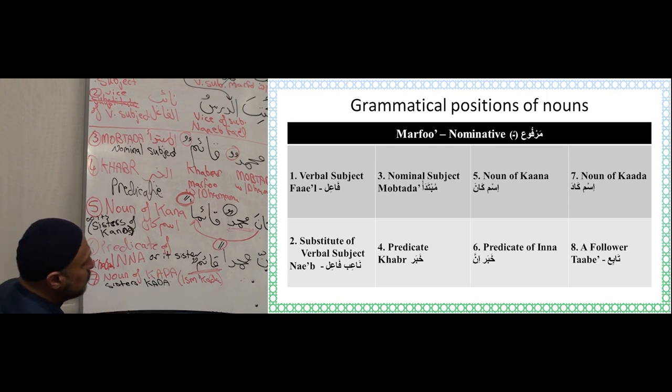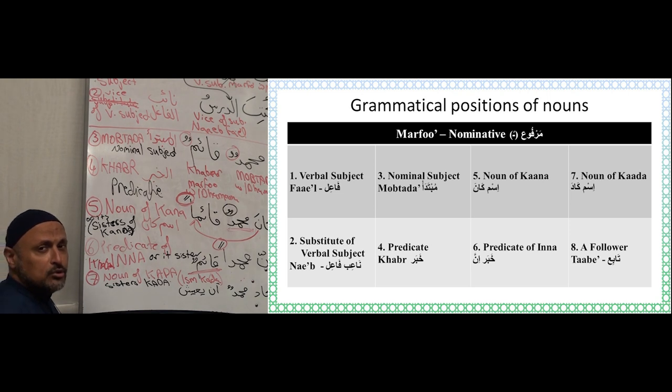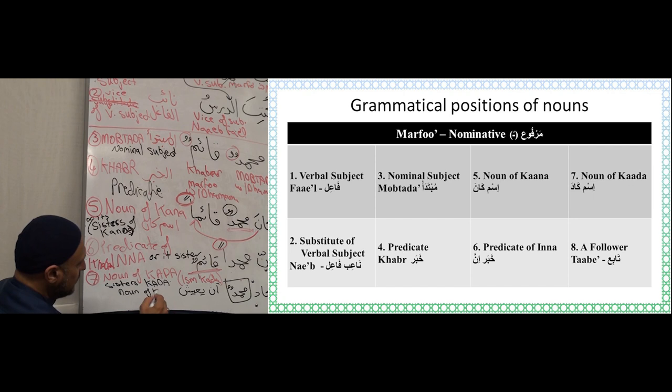So here, kada Muhammadun an ya'isha. Muhammad was almost going to live forever. If it was not for the qada of Allah, Muhammad sallallahu alayhi wa sallam was almost like someone who would live forever until the day of judgment. But it is Allah subhanahu wa ta'ala's decree. Therefore, kada Muhammadun. This is called the noun of Kada. Noun of Kada, marfu' with the dhamma.